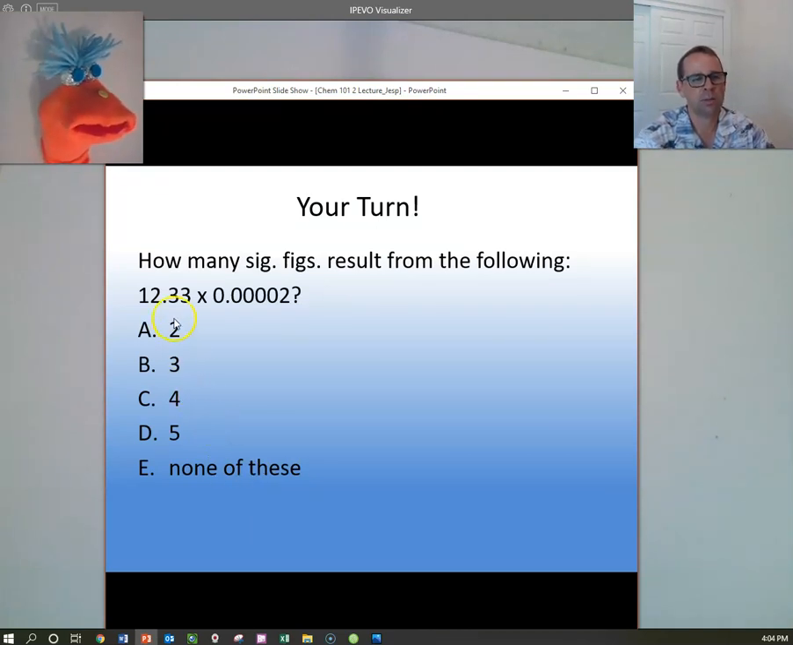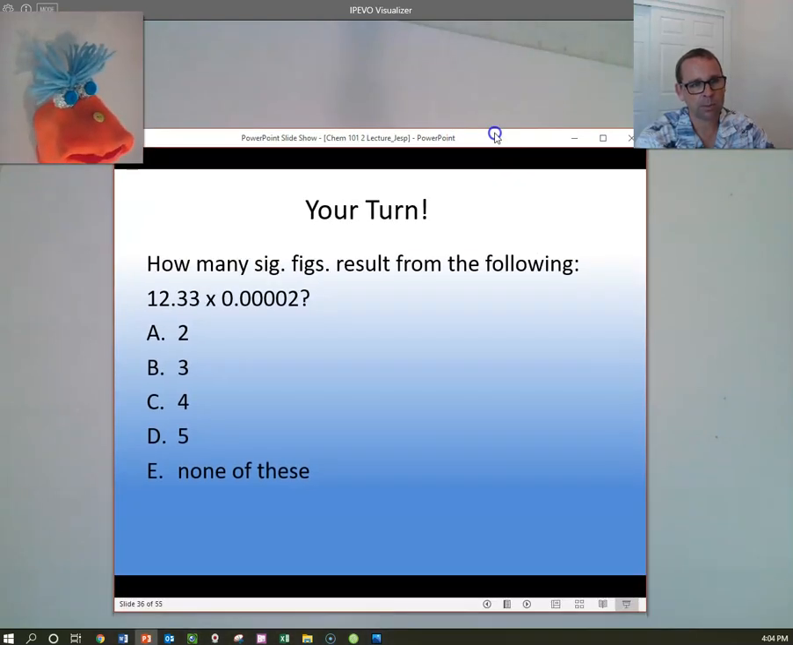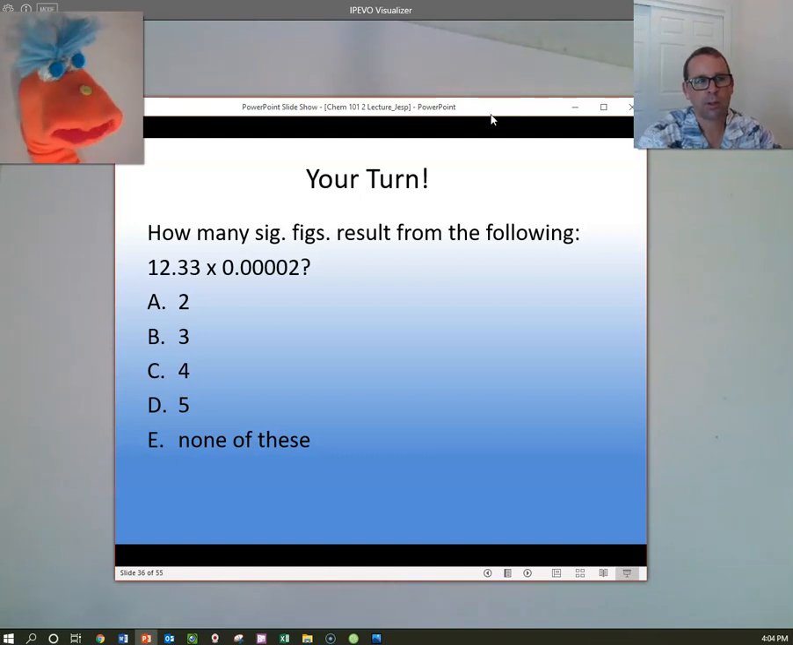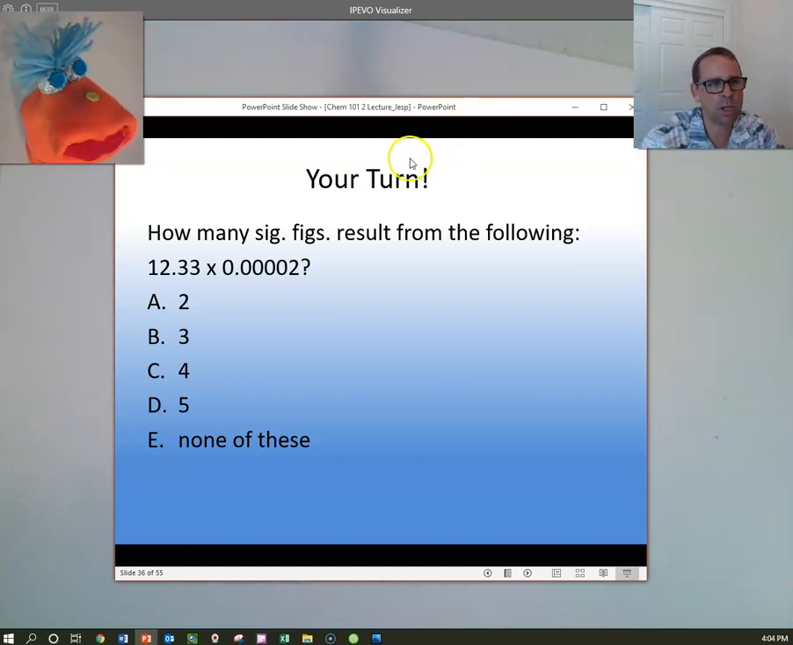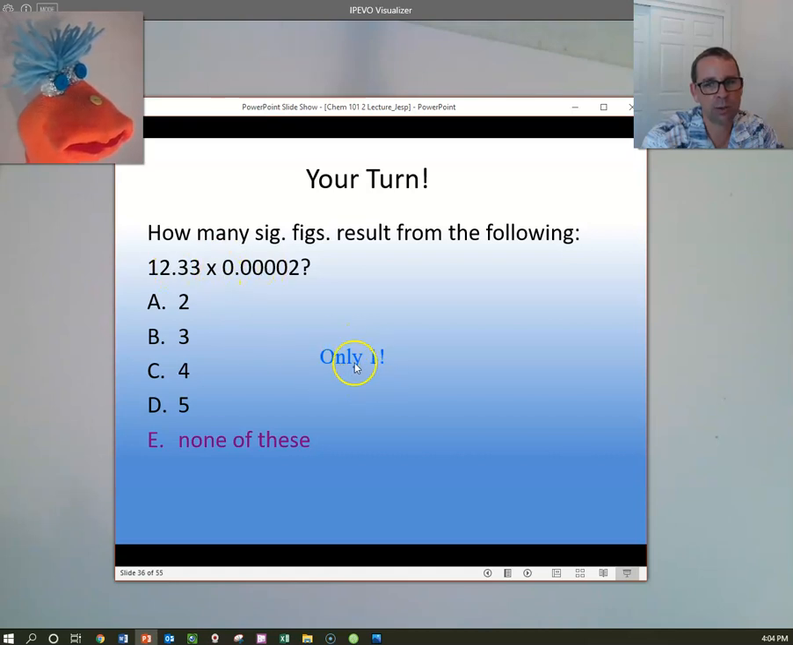All right, so here's a multiplication problem. And notice they're not asking what's the answer to the multiplication problem, right? They're just asking how many significant figures should be in the answer to this problem. What do you think? How many significant figures should there be? Yeah, you've got only 1 in the second number, so it has to be 1. That's right. How many significant figures are here? 4. And over here? 1. That's right. So the answer is only going to have 1 significant figure.